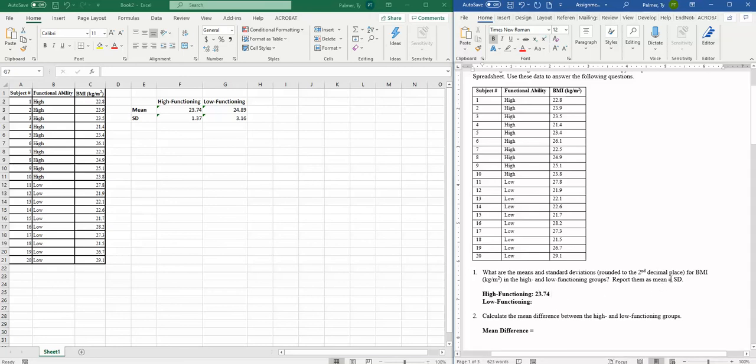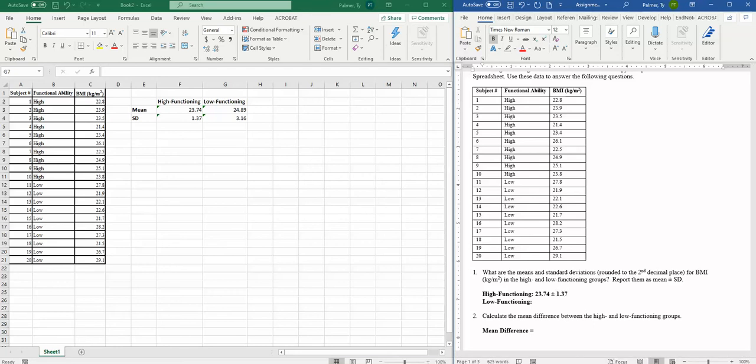And then we can do the plus or minus sign. Again, if you want to get the plus or minus sign, you can just take it from here. You can just copy it and then paste it right here. Bold it if you need to. And then plus or minus the standard deviation. The standard deviation for the high functioning group was 1.37.